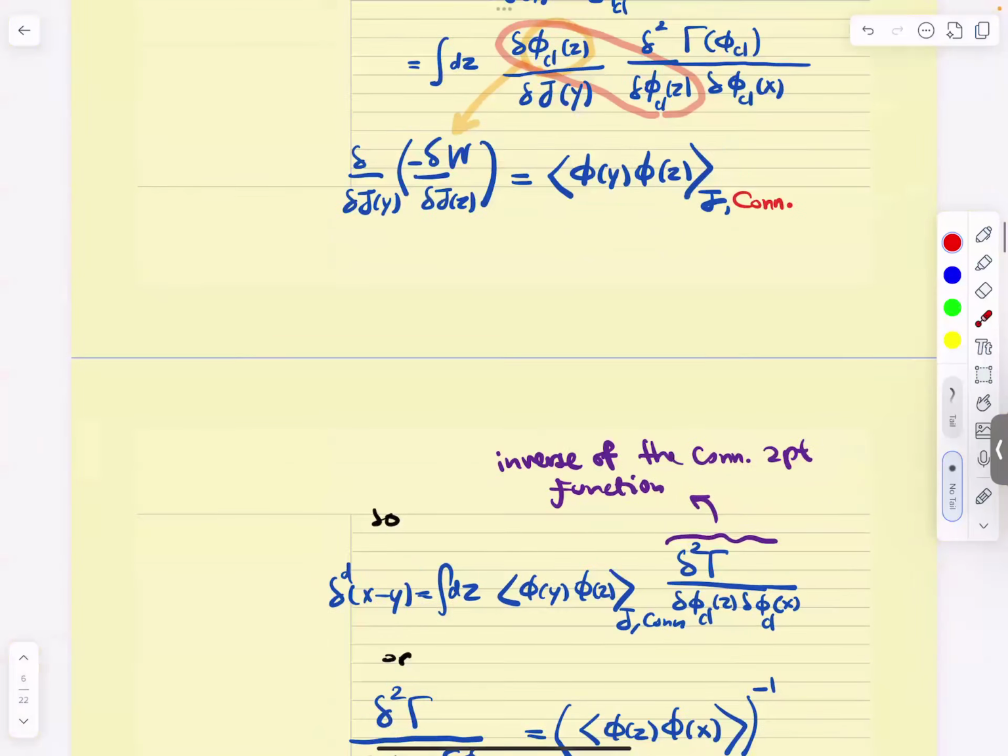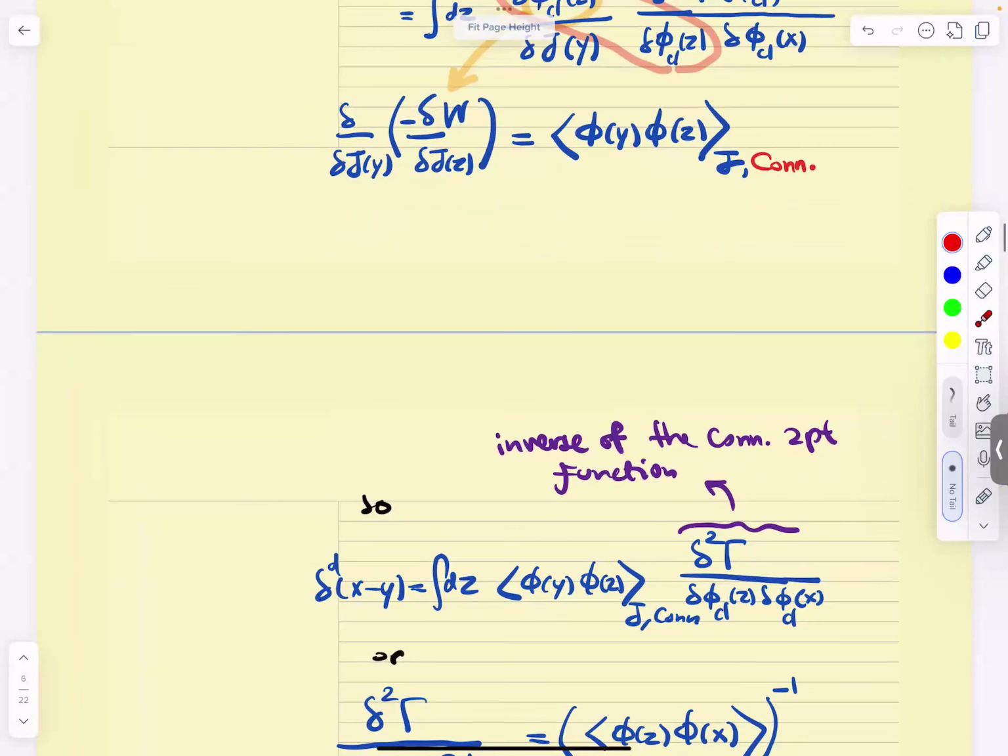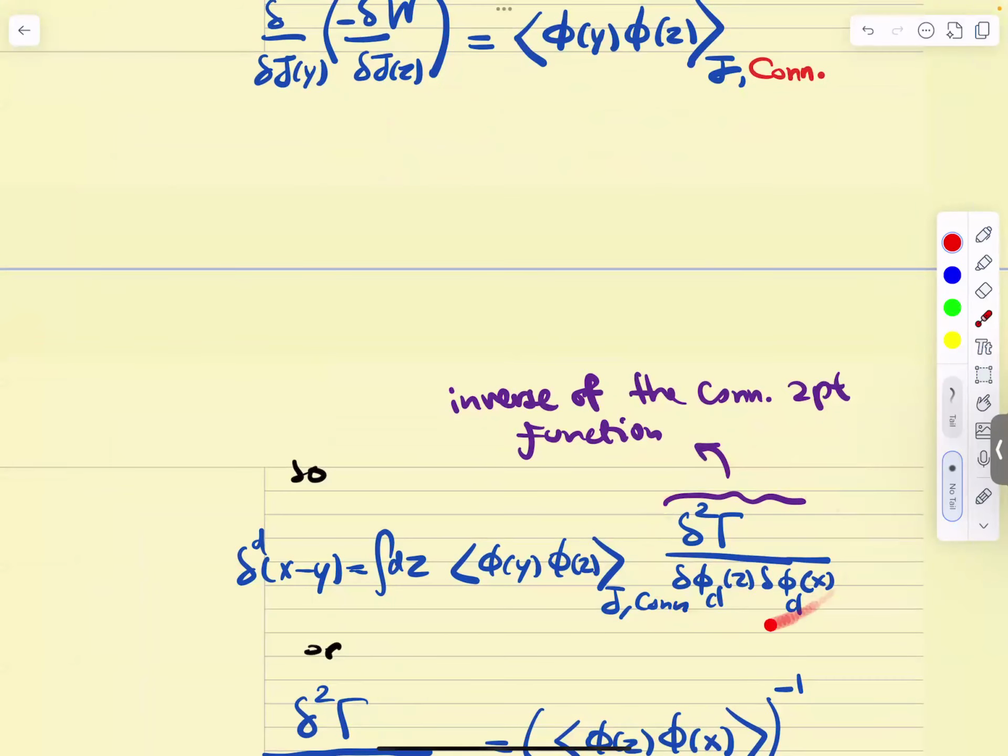Good. So what do we learn? Putting these together, we learned that the Dirac delta function is an integral over z of the connected 2-point function times the second derivative of the effective action with respect to phi CL. So what was this all about? Well, I started with gamma of phi CL, took the first derivative with respect to phi CL and saw this is J. Right? Now I'm calculating the second derivative.